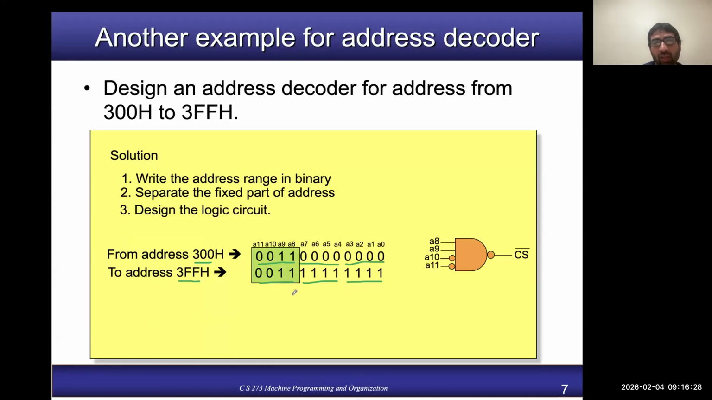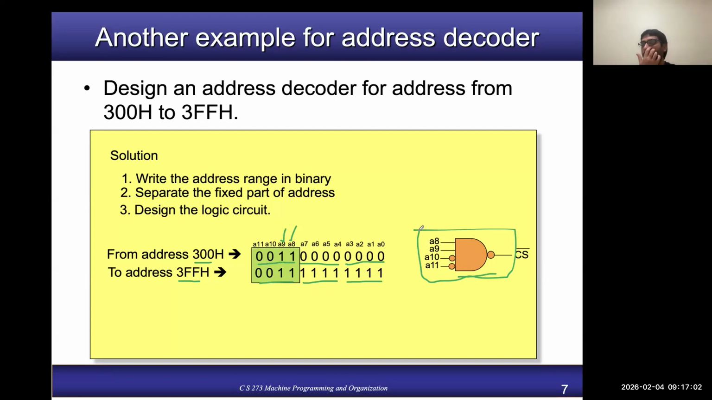How? We will design the logic circuit. Remember, those bits in the fixed part of the address which have a value of 0, we first flip by putting a bubble and then feed them to the NAND gate. A8 and A9 have a value of 1, so we don't put a bubble on them; we don't flip them. Then A10 and A11 both have a value of 0, so we put a bubble on these two inputs, flipping them before feeding them to the NAND gate. This is how our address decoder will look.